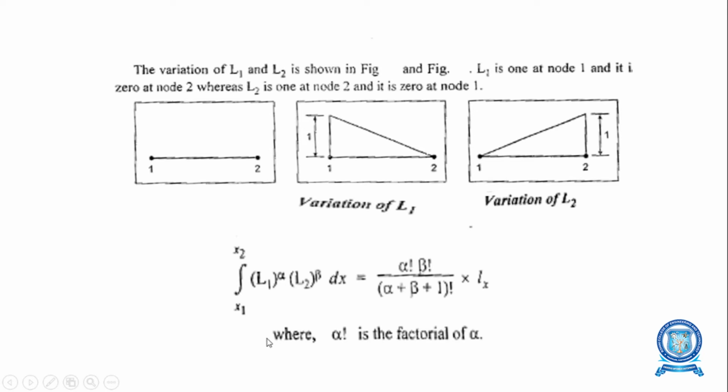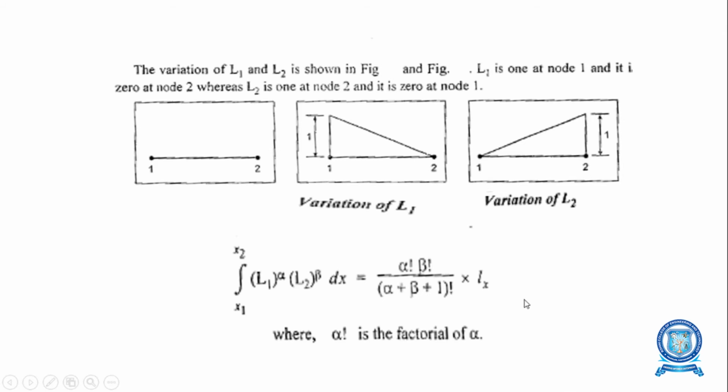So variation of L1 and L2, as we saw in the diagrams: the first diagram shows a one-dimensional line element, and the second shows the variation of L1 and variation of L2 along the line element. L1 is 1 at node 1. Variation of L1 is nothing but at node 1 it increases to 1. Variation of L2 is nothing but at node 2 it increases to 1.